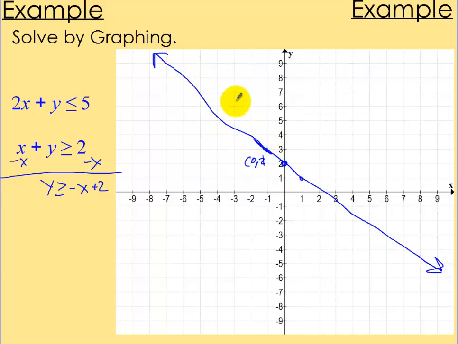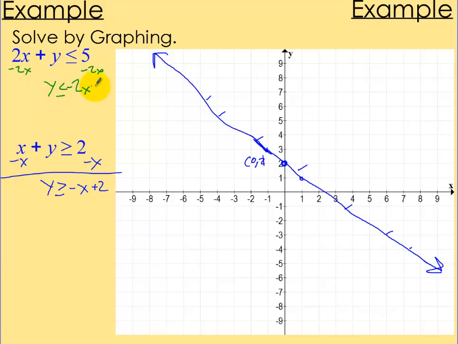Which way do I shade? Well, I shade above it. So I'm going to do tick marks above just to remind myself. Now on the second equation, I'm going to put it up here. And we'll do that one in green. So I'll subtract 2x on both sides. So I'm going to get y is less than or equal to negative 2x plus 5. Okay, plus 5 is the y-intercept.